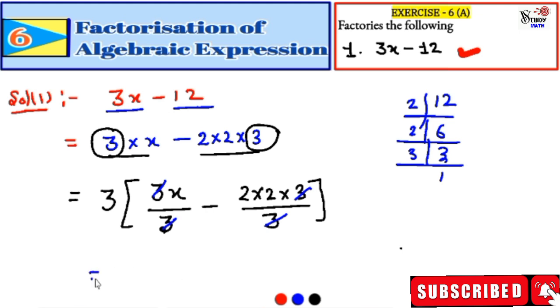Now what we have remaining, we have 3 bracket x remaining in the first term, and in the second term we have two 2s. So two 2s is 4. And my dear students, this is the final answer of this problem. I hope you understand this problem very well. Now move to problem number 2.